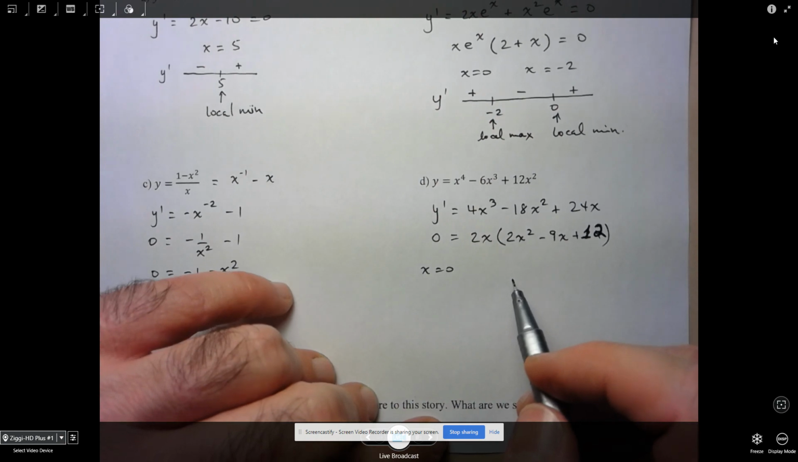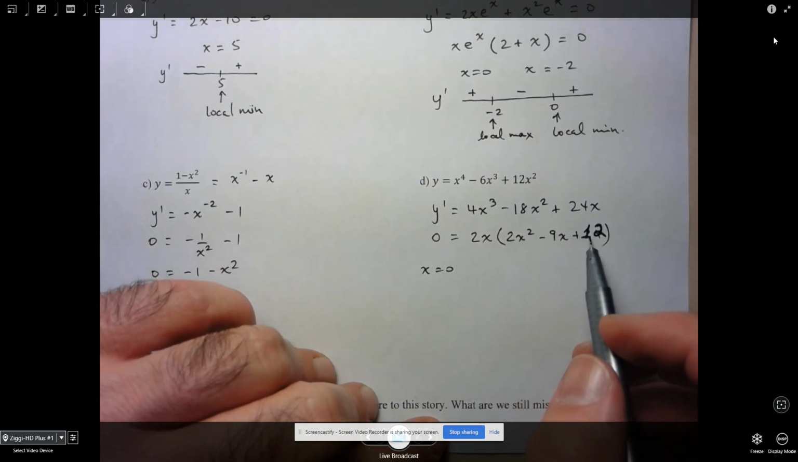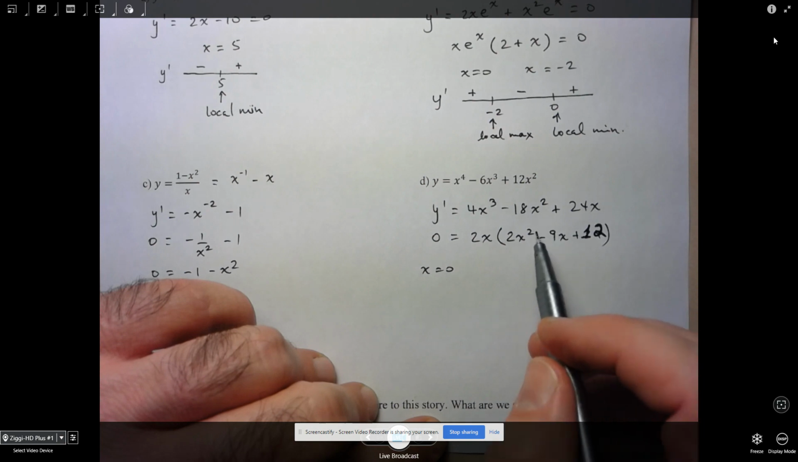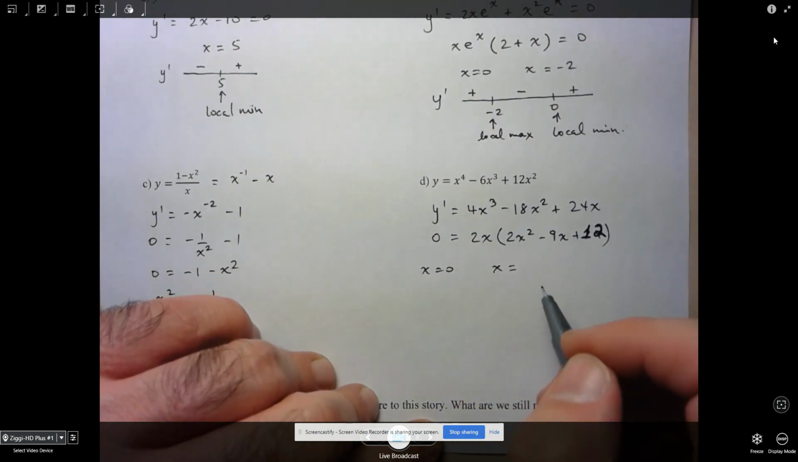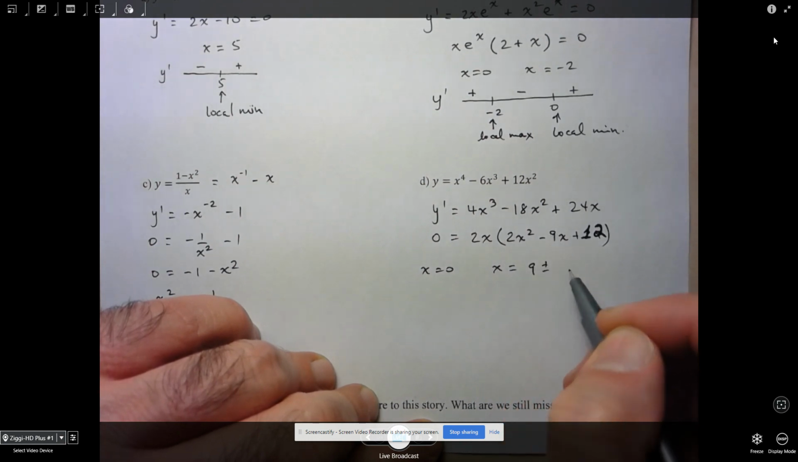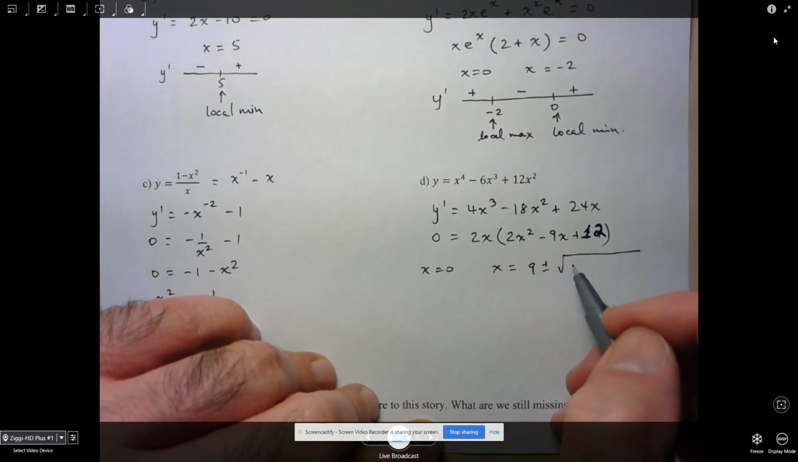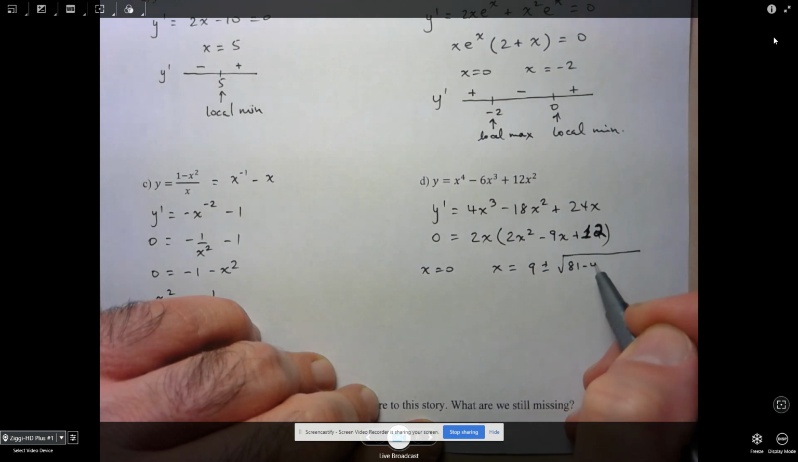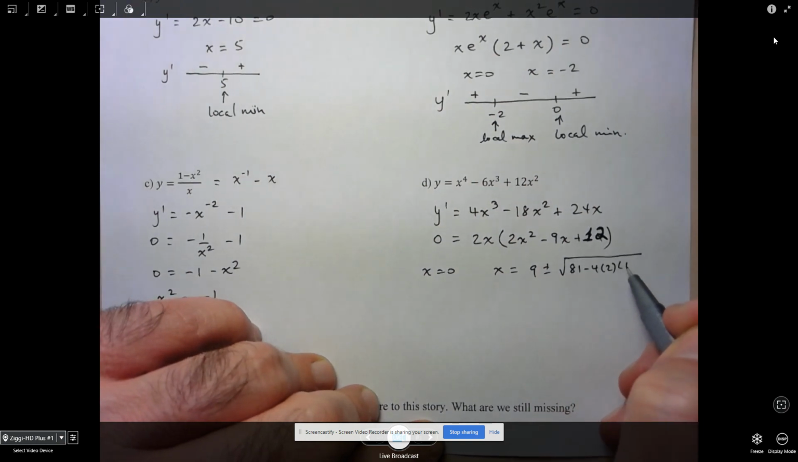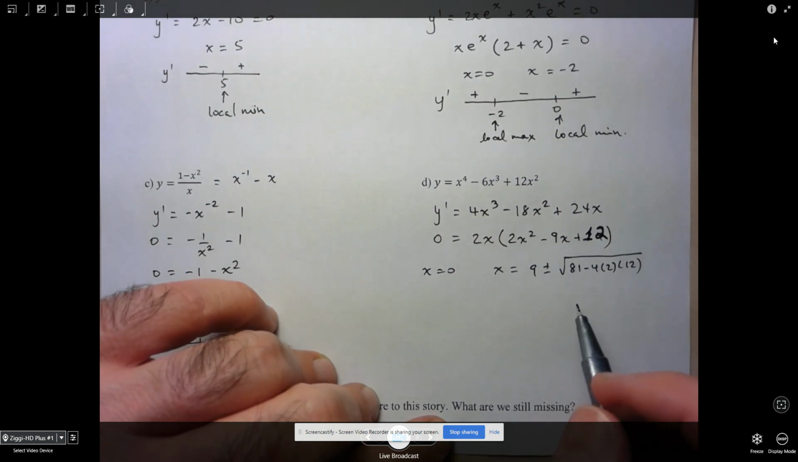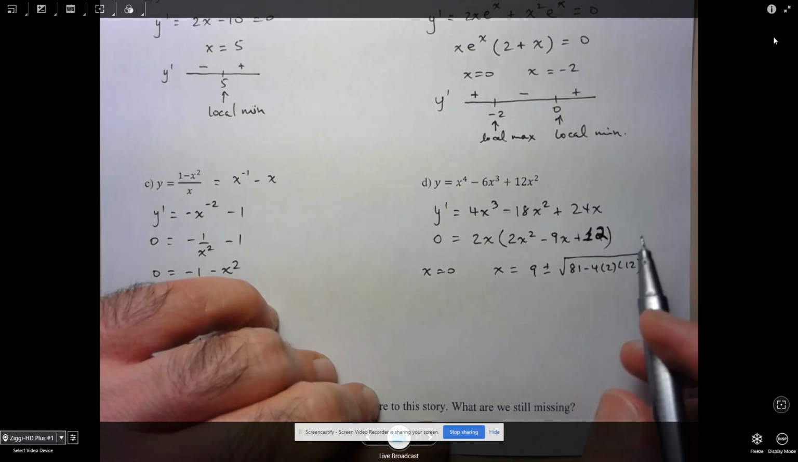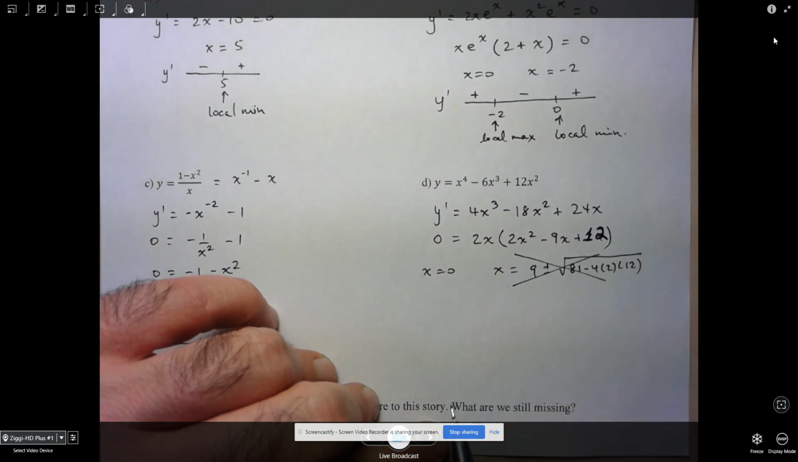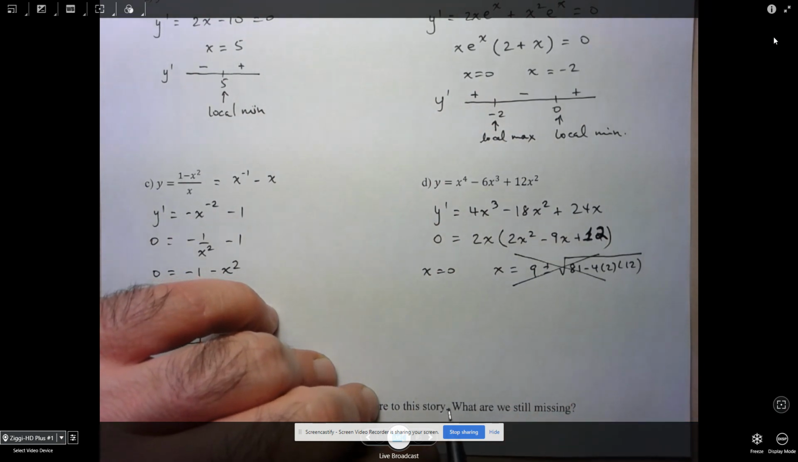So here, even if I try 3 and 4, 2 times 4 is 8, and 3, I don't think I'm going to be able to factor this. So let's use the quadratic formula. So x can also be equal to negative b, so 9, plus or minus the square root of negative 9 squared, so 81, minus 4 times 2 times 12. And before I move on, I see that this is 48 times 2, 96. This is going to be negative. So this provides no x-intercepts for the derivative.